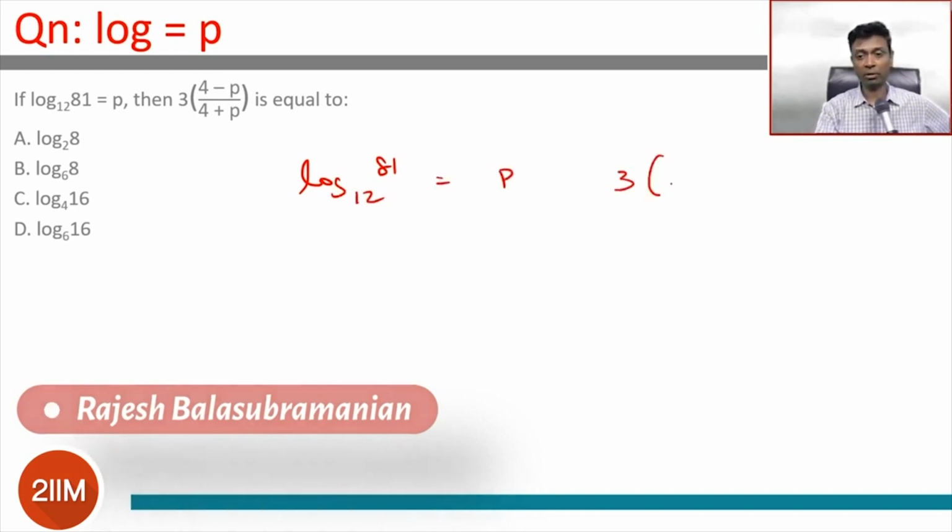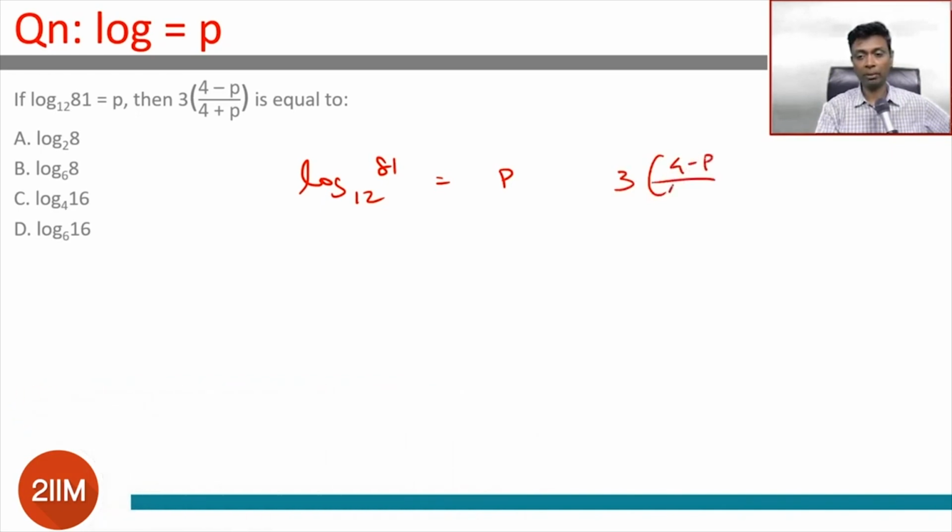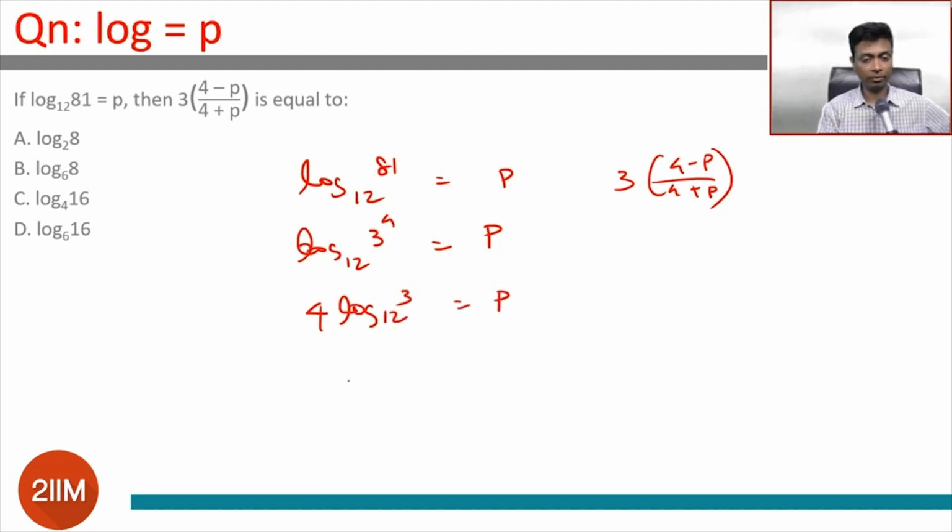Then 3 times (4 minus p) by (4 plus p) is equal to log 3 to the power 4 base 12 is p. 4 times log 3 to the base 12 is p, or log 3 to the base 12 is p by 4. A big question, because we've got something in terms of p.